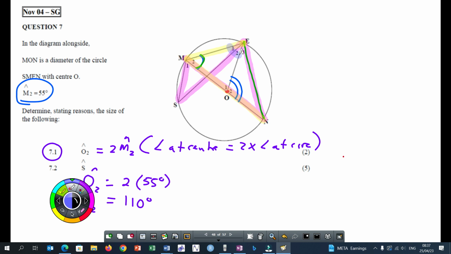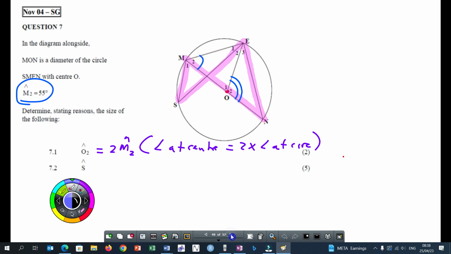So there are three ways of getting O2. You can use exterior angle of a triangle, you can use sum of angles in a triangle, or you can use theorem 2 straight away. So whichever method comes into your mind based on your understanding of the question, you use that method. Are you following that? Do you have any question?